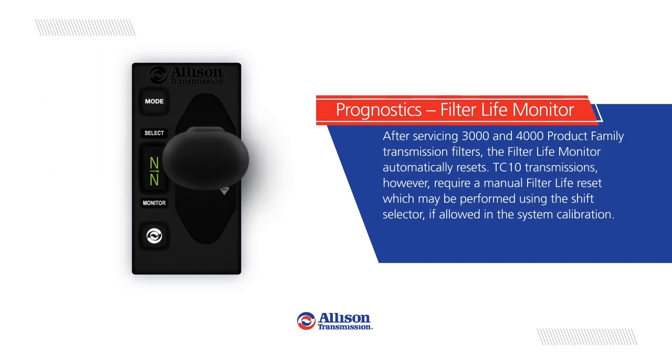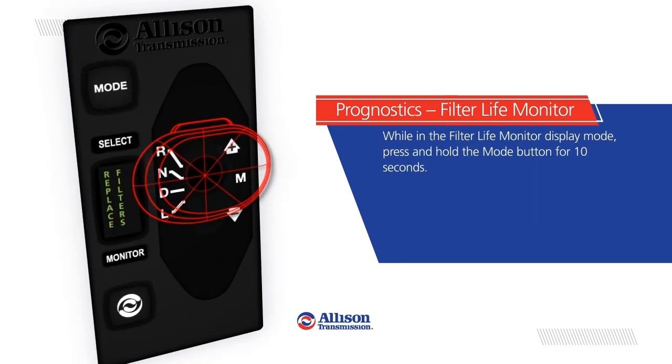After servicing 3000 and 4000 product family transmission filters, the Filter Life Monitor automatically resets. TC10 transmissions, however, require a manual filter life reset, which may be performed using the Shift Selector if allowed in the system calibration. While in the Filter Life Monitor display mode, press and hold the Mode button for 10 seconds.